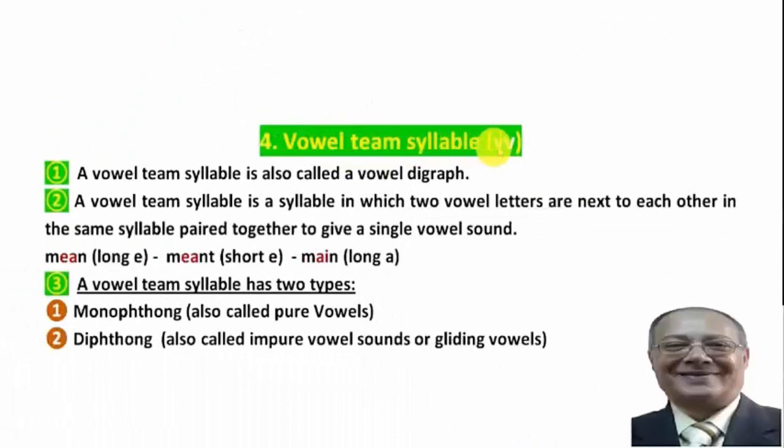Vowel team syllable. A vowel team syllable is also called a vowel digraph. A vowel team syllable is a syllable in which two vowel letters are next to each other in that same syllable, but together give a single vowel sound. Mean, long E; mint, short E; main, long A.